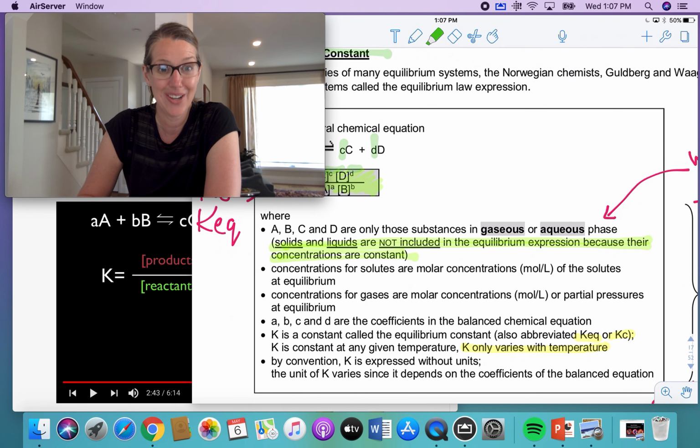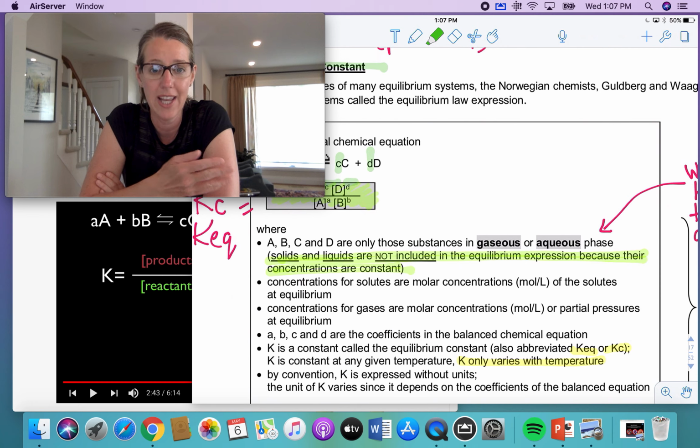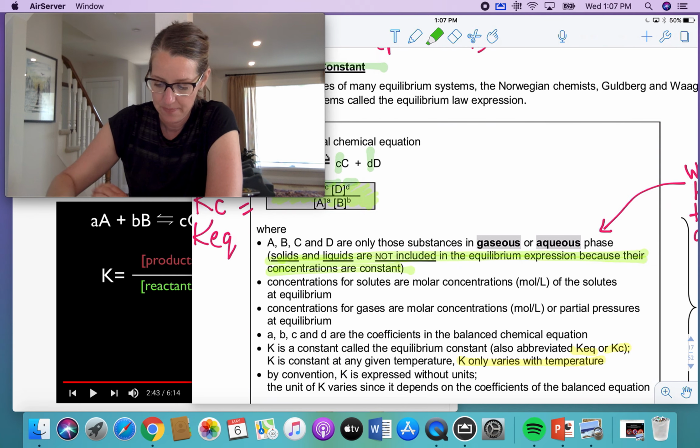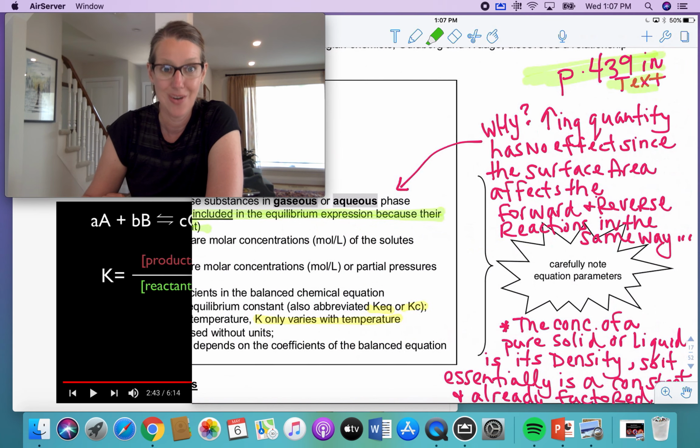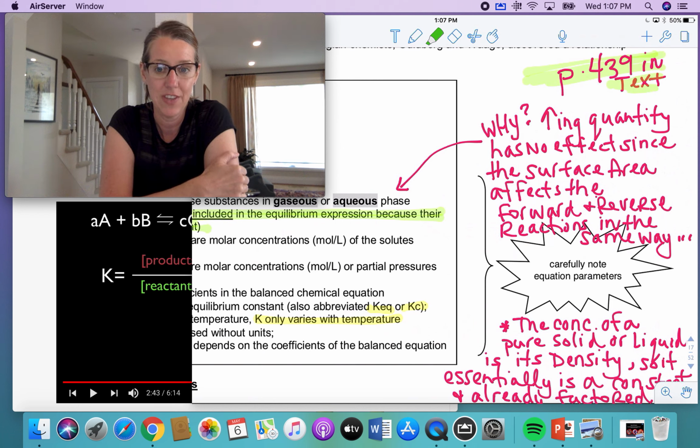So this is the box that has all of the rules in it. Notice that the substances A, B, C, and D, you only add them into the equilibrium expression if they're in the gaseous state or the aqueous phase. Okay, there's a whole explanation as to why you don't need to factor in anything that's a solid or liquid. It's because those concentrations always remain constant. All right, I summarized why that is over here. So go ahead and look at that explanation and look in your textbook if you want some more.